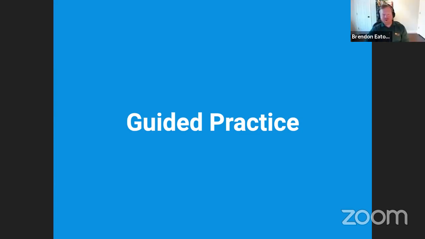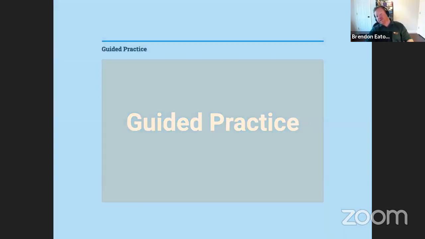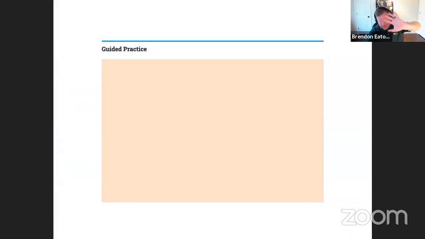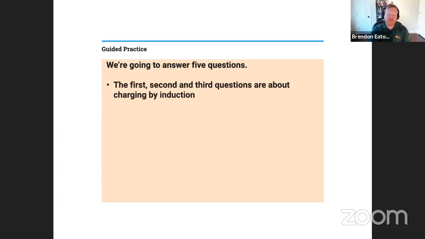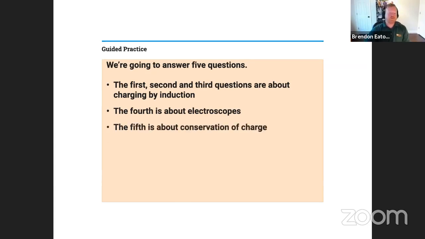All right, we're throwing you a curveball again. No 3 questions this time. We have 5 questions for you because there is a ton of content to cover in today's lessons. Even though you may have found it kind of simple, there's a lot of different questions that we need to be able to answer. The first, second, and third questions are about charging by induction in different scenarios. Of course, they're not all the same type of question. The fourth is about electroscopes, and the fifth is about conservation of charge.